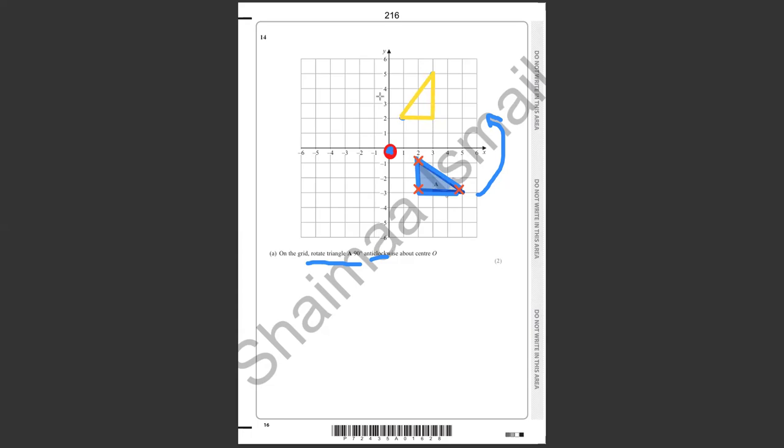And also mark the coordinates here. Okay. One question in one page. Let's see the next.